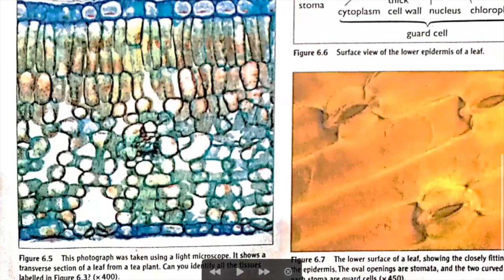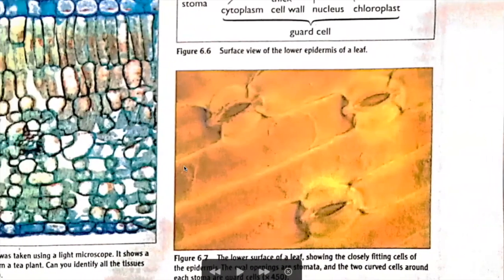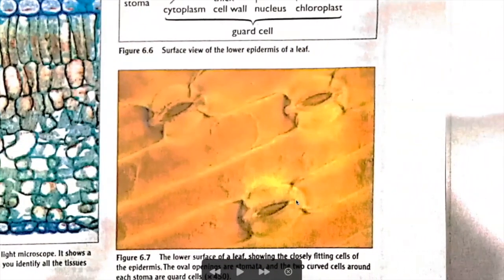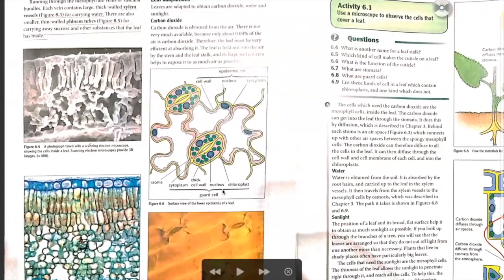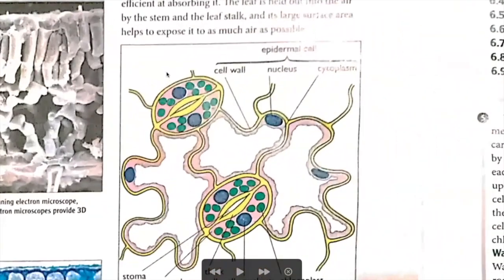Awak tengok ada upper epidermis. Kita ada palisade mesophyll cell. Kita ada spongy. Kita ada air space. Kita ada guard cell, stomata and so on. And this is how stoma and guard cell look like. Ni stoma, ni guard cell. So maksudnya bawah pada leaf ni, there are so many stoma, you can see. Okay, can you understand?